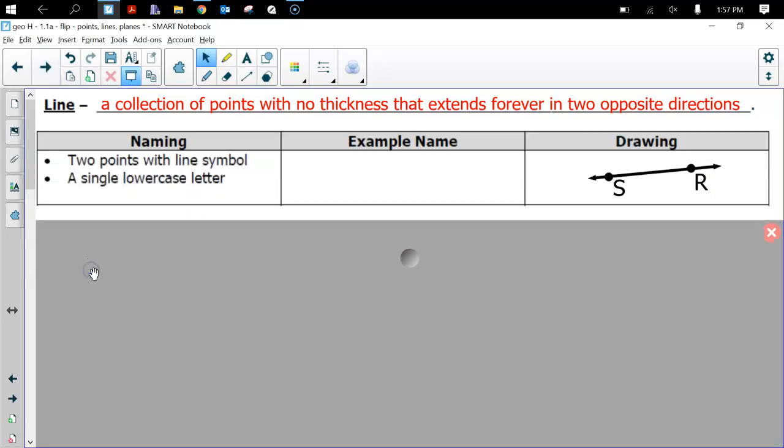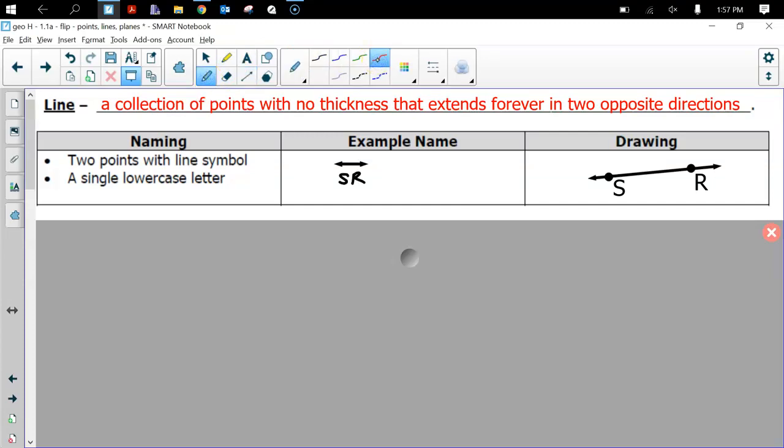Let's see. So when you go to name a line, there's two different ways you could name it. On the right-hand side, we have a line drawn there. You can name it with 2 points and a little line symbol above. So the 2 points are capital letters, and the little line symbol that would go above has 2 little arrows on it. So that's one way to name that line. We could also name it line RS. The order of the points does not matter.